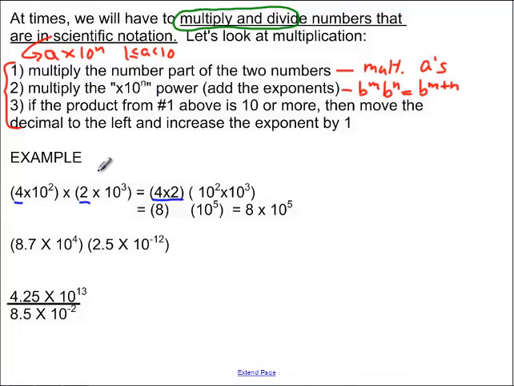Step number 2 was multiply the 10 to the nth powers. My 10 squared is from my first scientific notation number, and my 10 cubed is the second 10 to the nth power. We multiply these together. 10 is our base, and when we multiply two exponents that have the same base, we just add the exponents. So in blue, when we multiply 4 times 2, we get 8. And that's, again, times the number in the exponent.